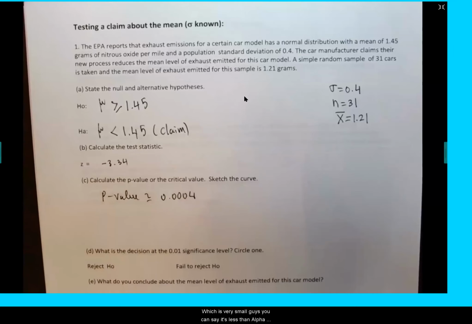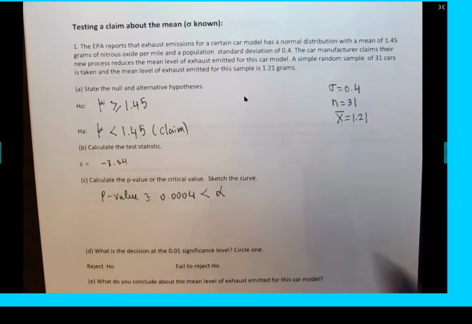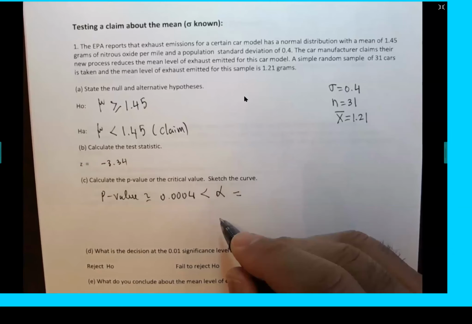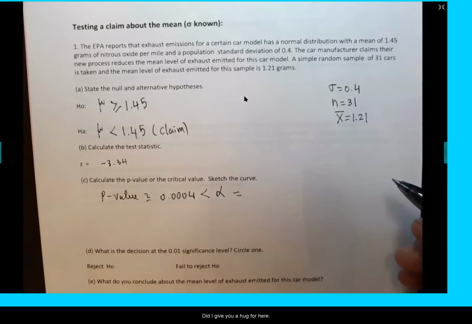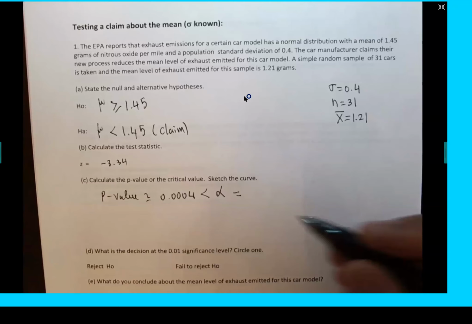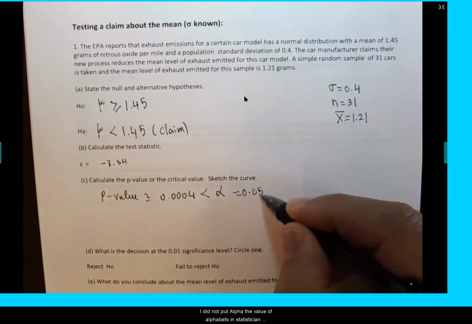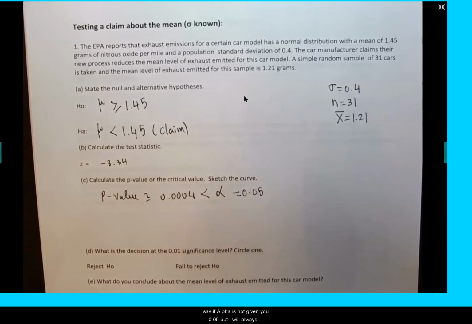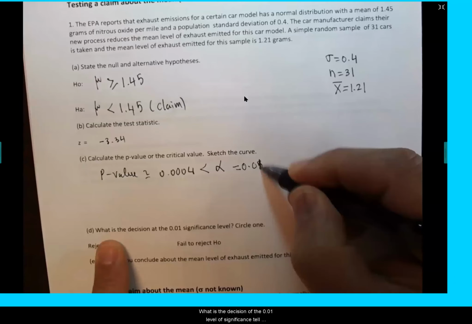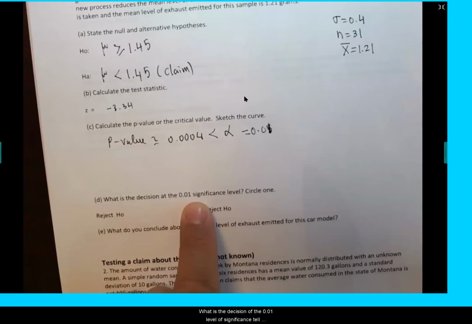You can say it's less than alpha without even knowing what alpha is. And alpha, he says, oh, did I give you alpha here? Okay, I didn't give alpha, so use 0.05. I did not put the value of alpha, but the statisticians say if alpha is not given, use 0.05, but I will always provide it. Oh, I did right here in D, sorry. What is the decision at the 0.01 level of significance? Still, it's less, so we reject H0. P-value is less than alpha, we reject H0.